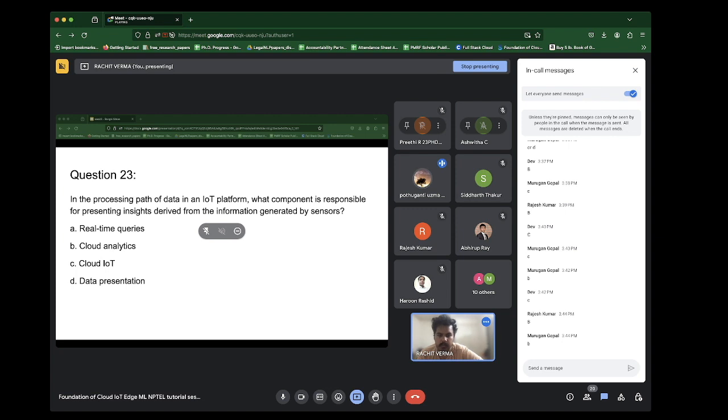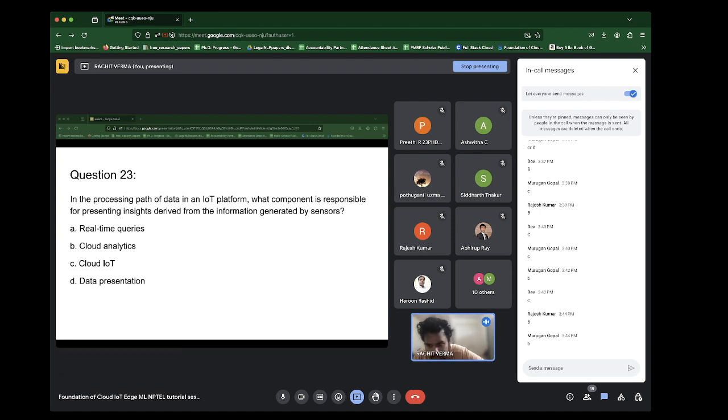B. Okay, so some of you are saying B. Two people have said B. So over here, the keyword in this question is presenting insights, right? Cloud analytics is the analytics part, the kind of processing you do on the data to generate some sort of insights. After the insight has been generated, you want to present this insight, right?